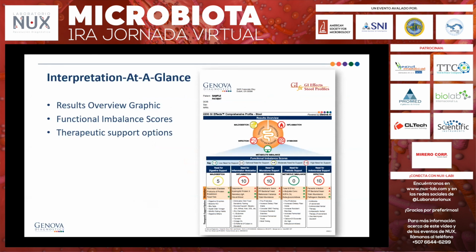And so it helps you to understand, well, what areas of GI function do I need to focus on first for my patient? We also provide the therapeutic support options, which gives you direction in regards to, okay, if they have, for this example, low pancreatic enzyme production, what therapies might I consider? And you might highlight the digestive enzymes. So you only highlight or think about the one that's applicable for the results that we found on the profile.